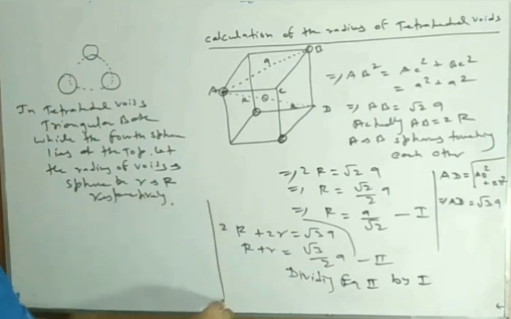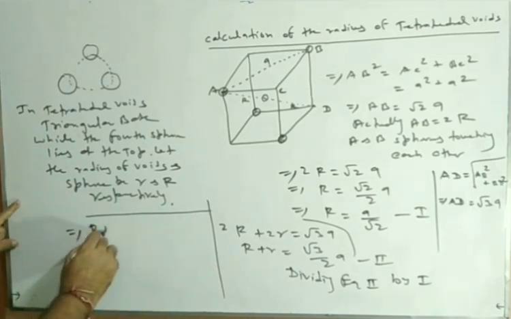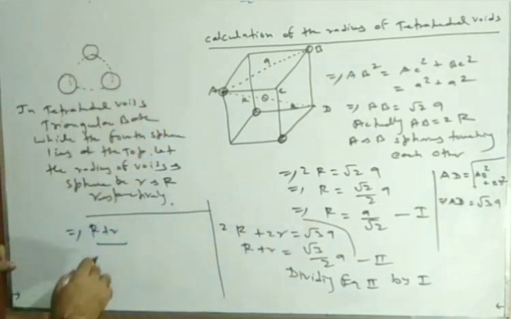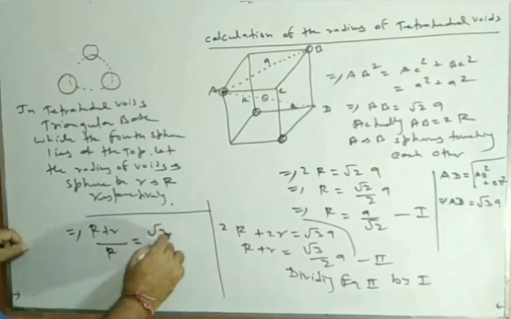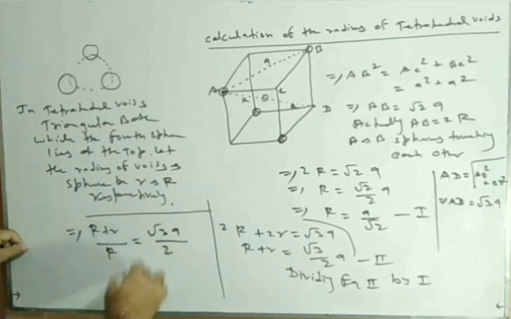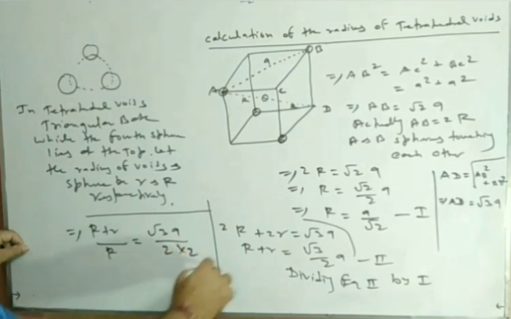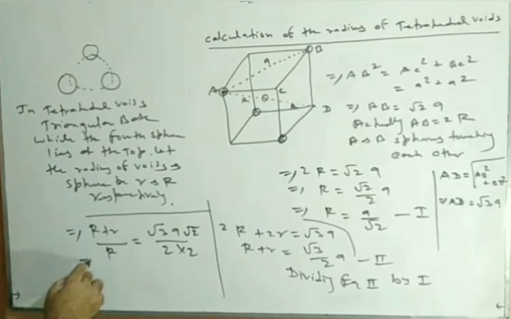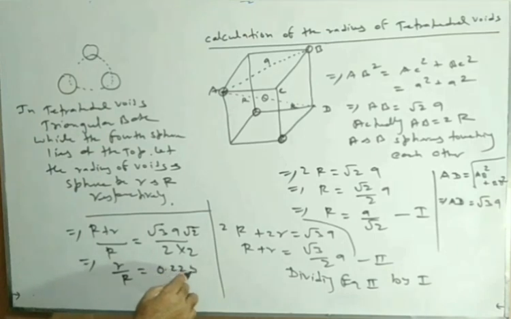We get what? R plus r, capital R plus small r, divided by capital R is equal to root 3a by 2. Here we can write 2 root 2. You get small r by capital R is equal to 0.225.